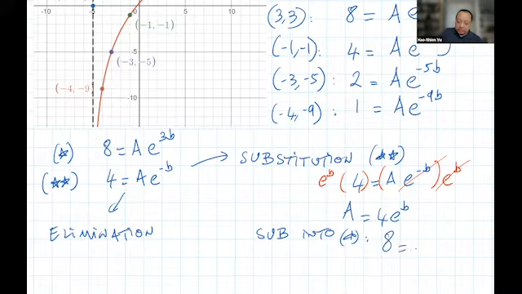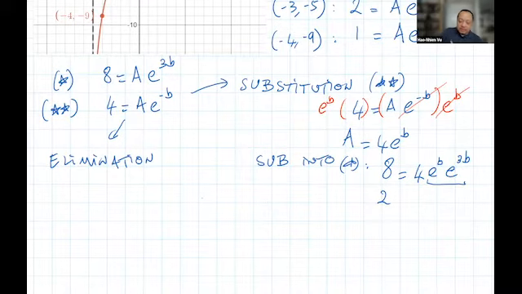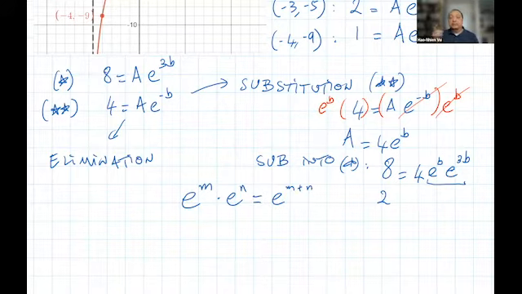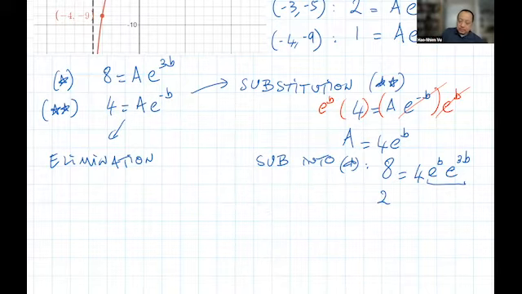8 is equal to 4e to the b, e to the 3b. Divide by 4 on both sides. I get 2 on this side. And e to the b times e to the 3b, same base, e to the m times e to the n is equal to e to the m plus n. Same base, multiplication of two exponentials will become an addition in the exponents. So this becomes e to the 4b.